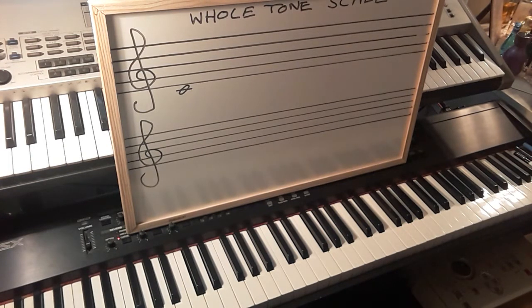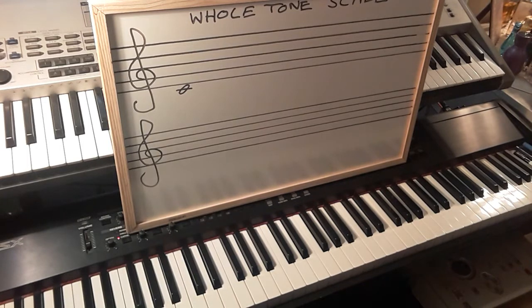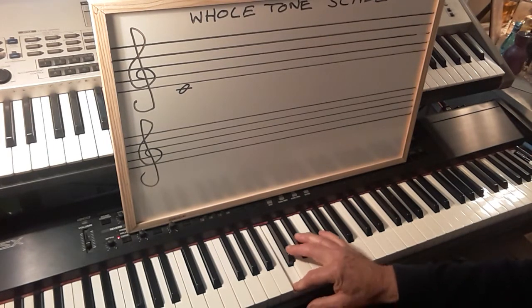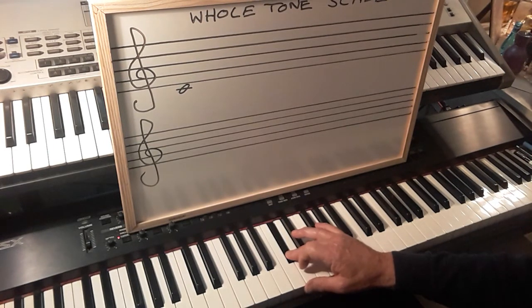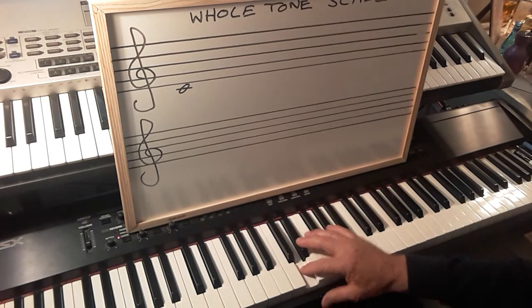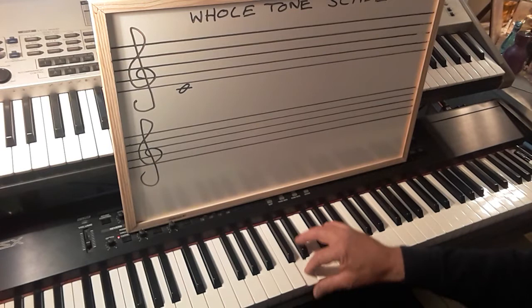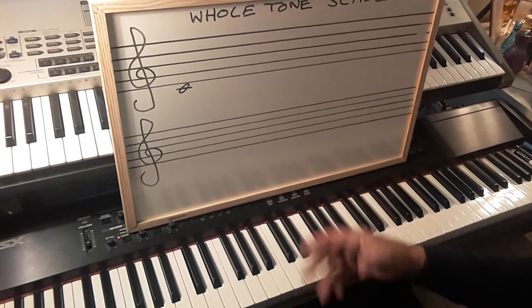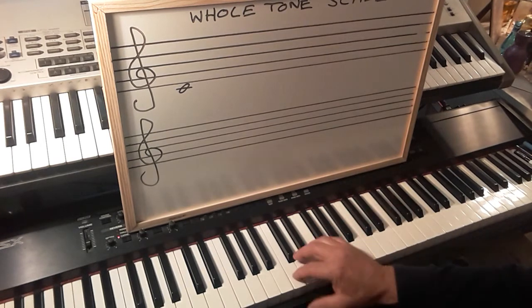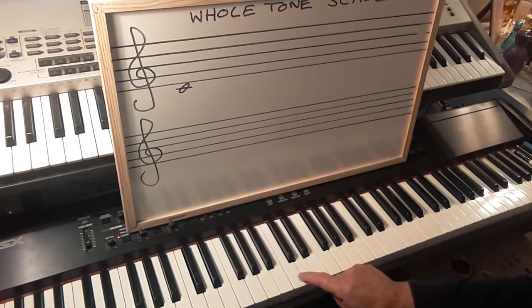Last week we talked about the chromatic scale and so forth, which is the semitone scale. C to C sharp is a semitone, C sharp to D is a semitone, D to D sharp is a semitone. So it's known as the chromatic scale, known as the half step. It's halfway to a tone.